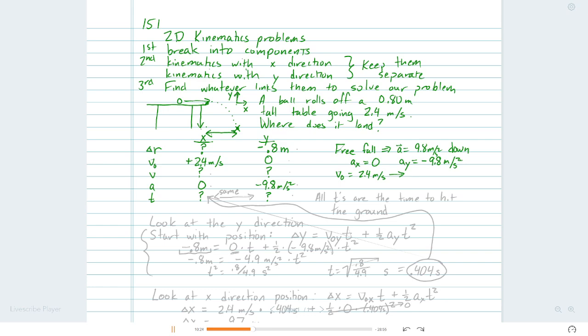But I notice time here, time is not a vector. The time when it hits the ground is the time when it hits the ground. These two times are the same. All my t's are the time it hits the ground. And that means I don't really have 5, well, I have 5 question marks, but it's only 4 unknowns.